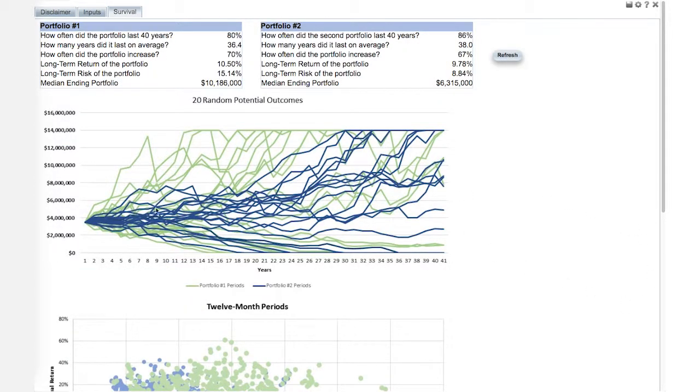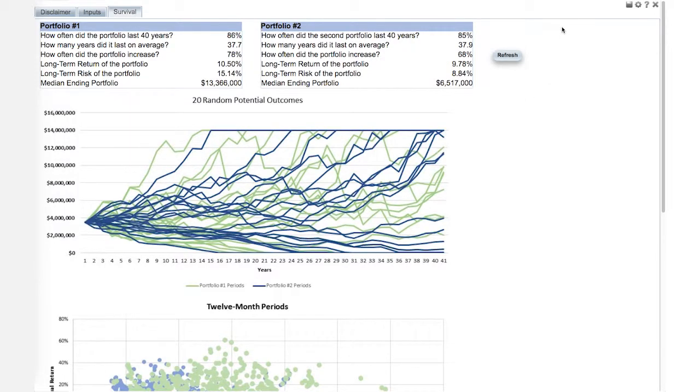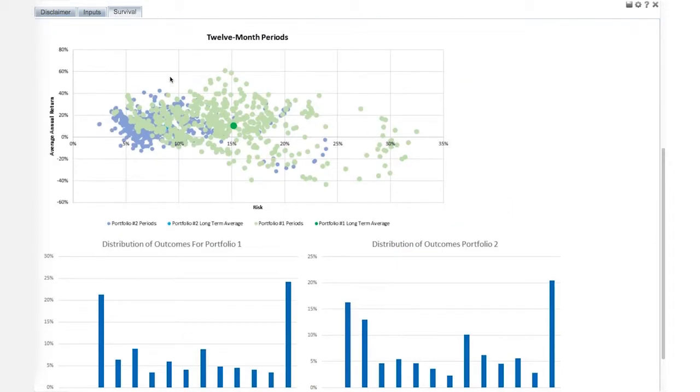When we come back here, we can see not only are there very different range of outcomes. The green is the S&P 500 and the blue is that diversified portfolio. When we keep clicking through, we can see which of these has a lower range of outcomes. But what we can also see is the difference in 12-month periods between the two portfolios. We're always trying to go towards the top left, low risk and high return, and visually this can become very striking when comparing two different investment options.